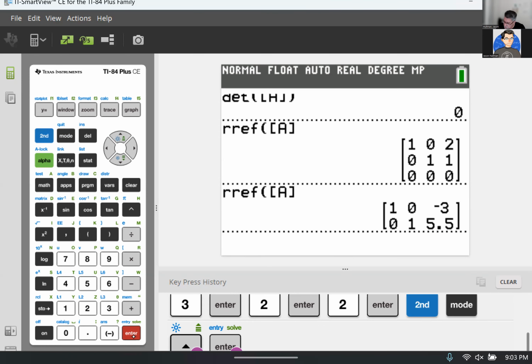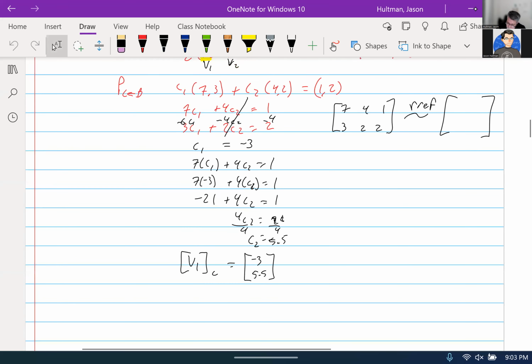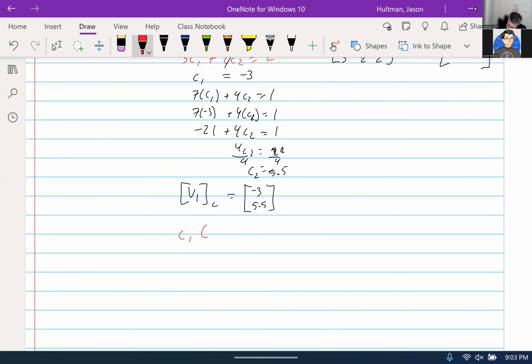Boom. And it shows that C1 would have to be -3, and C2 would be -5.5. So that's vector v1 in terms of basis C. So let's do vector v2 in terms of basis C. Let's do C1 of 7, 3 plus C2 of 4, 2 is equal to 3, 4 this time.